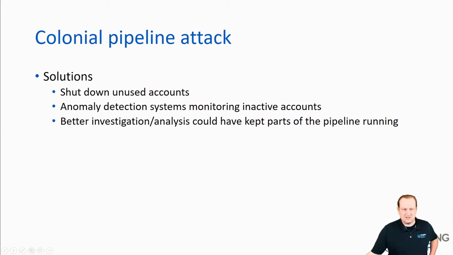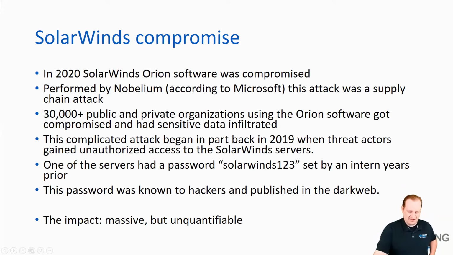How about another situation? SolarWinds compromise. I saw this one coming a mile away and was not loud enough about it. And I'm kind of mad at myself about that. In 2020, SolarWinds Orion software was compromised. This attack seems to be from Nobelium, according to Microsoft, but we don't actually know how true that may or may not be. Like, it's kind of hard to be sure. An advanced persistent threat, Nobelium, performed this supply chain attack where they targeted SolarWinds Orion software.